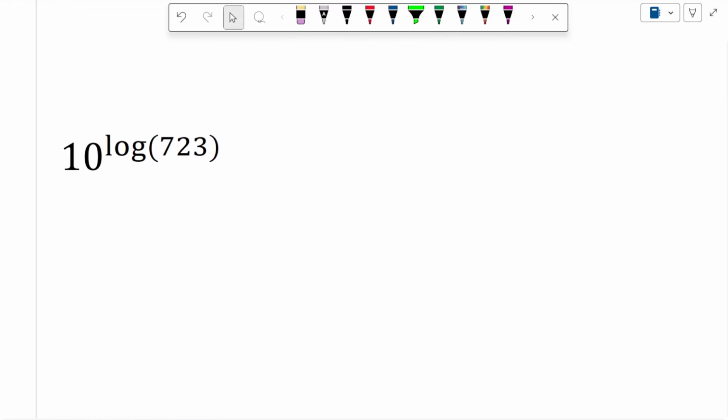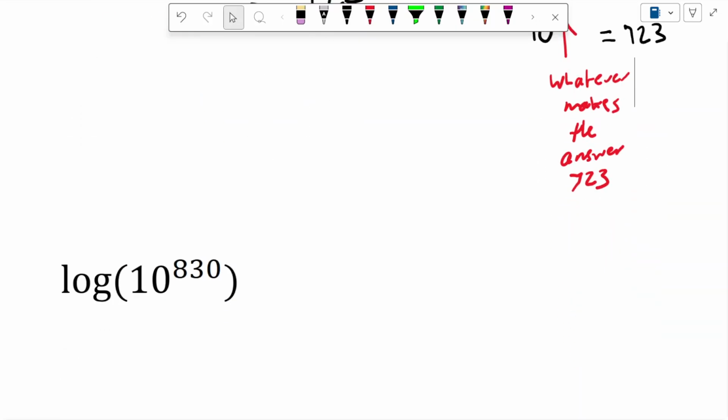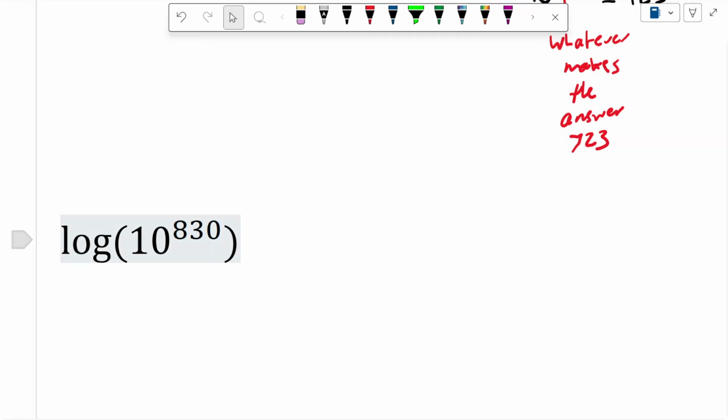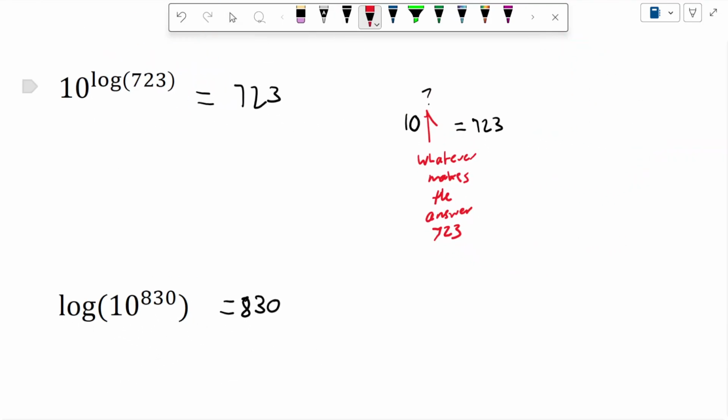Moving on. 10 to the power of log 723 is 723. If you think about it, it's 10 to the power of whatever makes the answer 723. That's what the definition of a log is. Similarly, if you do log of 10 to the power of 830, that would be 830. So logs and powers are inverses of each other. You can think of them as almost cancelling each other out.